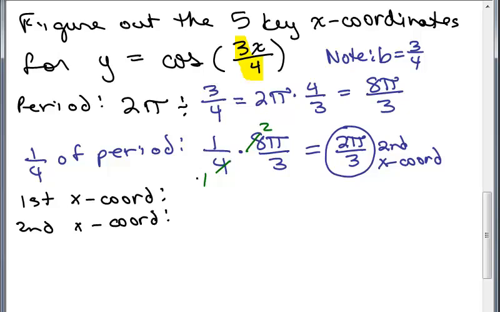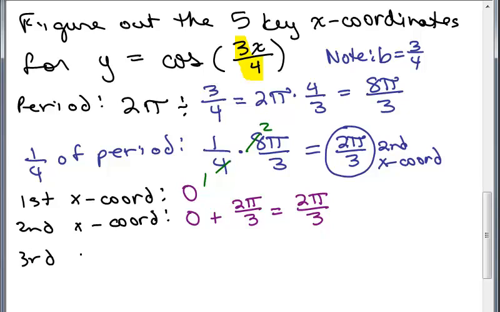Since there was no phase shift, or 0 phase shift, it will be 0. The second x-coordinate will be just simply 1/4 of the period because you're adding it to 0. So I'm going to write down how to get it. It's really you're taking the previous x-coordinate and adding 1/4 of the period, which is 2 pi over 3.